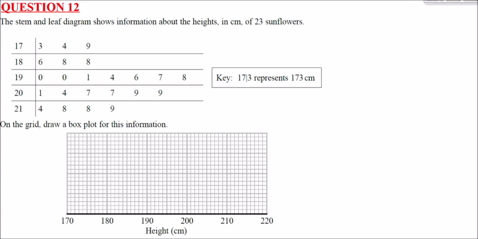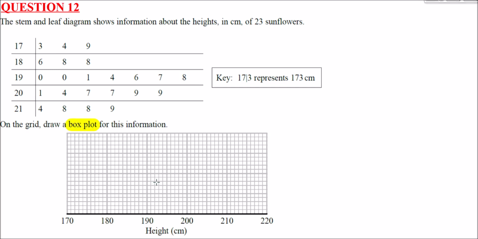Question 12 is about a stem and leaf diagram. So this is a stem and leaf diagram here, and it shows information about the heights in centimetres of 23 sunflowers. So we have a key, which every good stem and leaf diagram has to have. So 17 line 3 represents 173 centimetres. Then what we need to do is to draw a box plot for this information on this grid here.